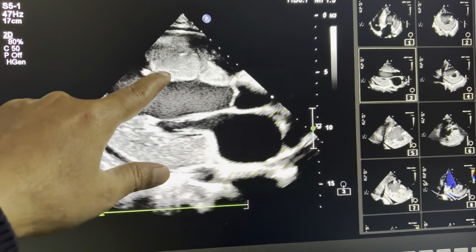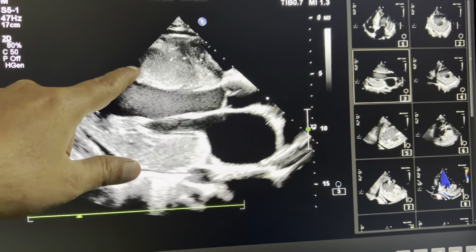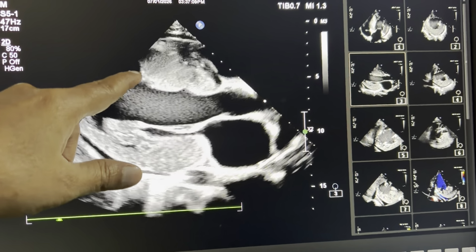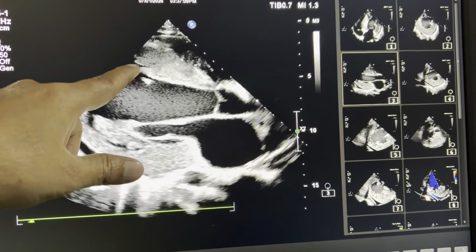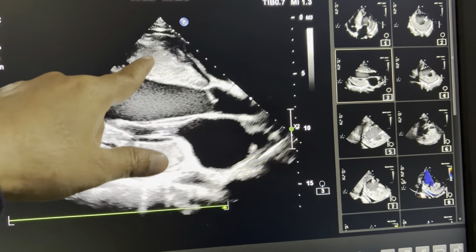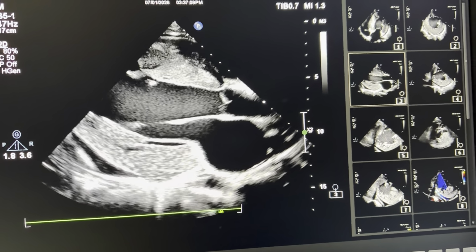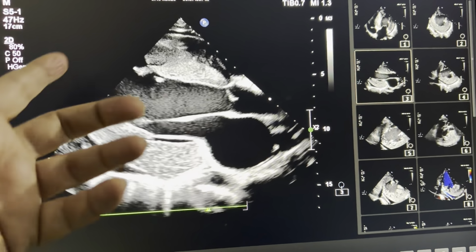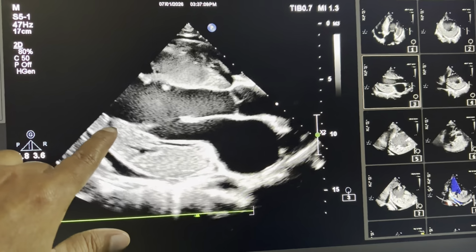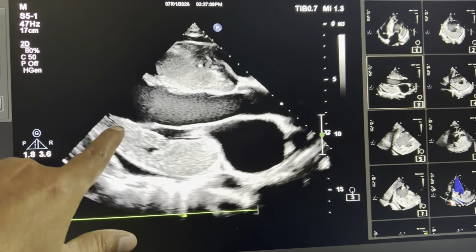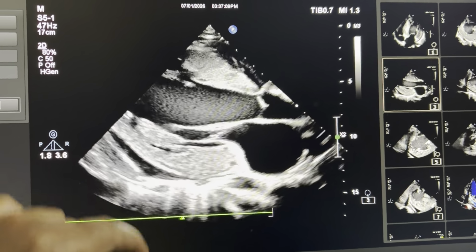At the same time, you can see these crevices, a space between two muscular bands. This is going inside the interventricular septum, the anterior septum. That made me think there is global hypokinesia also. So what is the problem with this patient?